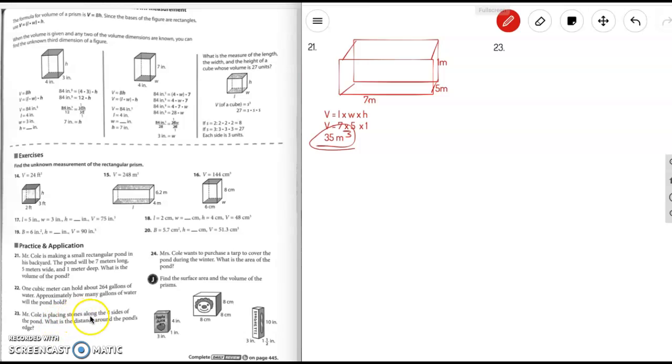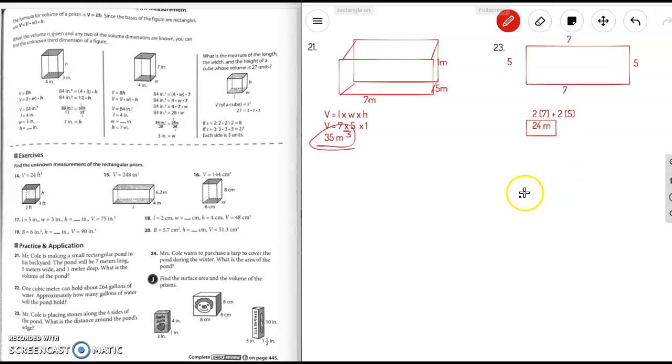Great. 23. Mr. Cole is placing stones along the 4 sides of the pond. What's the distance around the pond's edge? Don't let this question trick you. We're just going to be looking at the base, okay? So the base is the length and the width, right? So what's the length? 7 meters, yep. And what's the width? 5. Now, we're looking at the perimeter here, right? Because it says, what's the distance around the pond's edge? Okay, so we're just going to be adding all the sides together, right? And that gives us 24 meters.